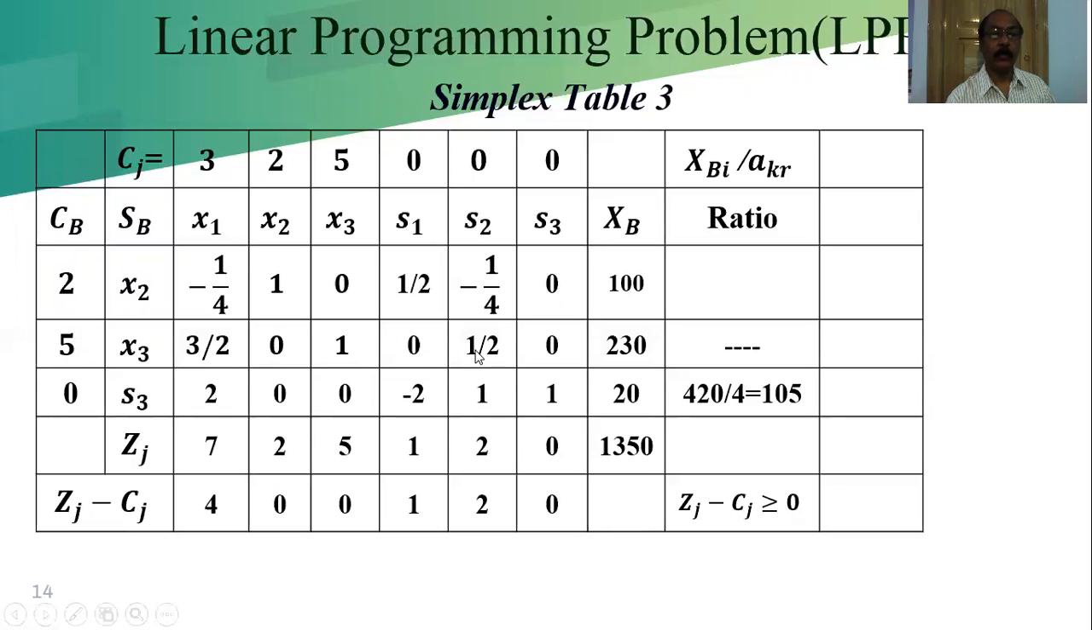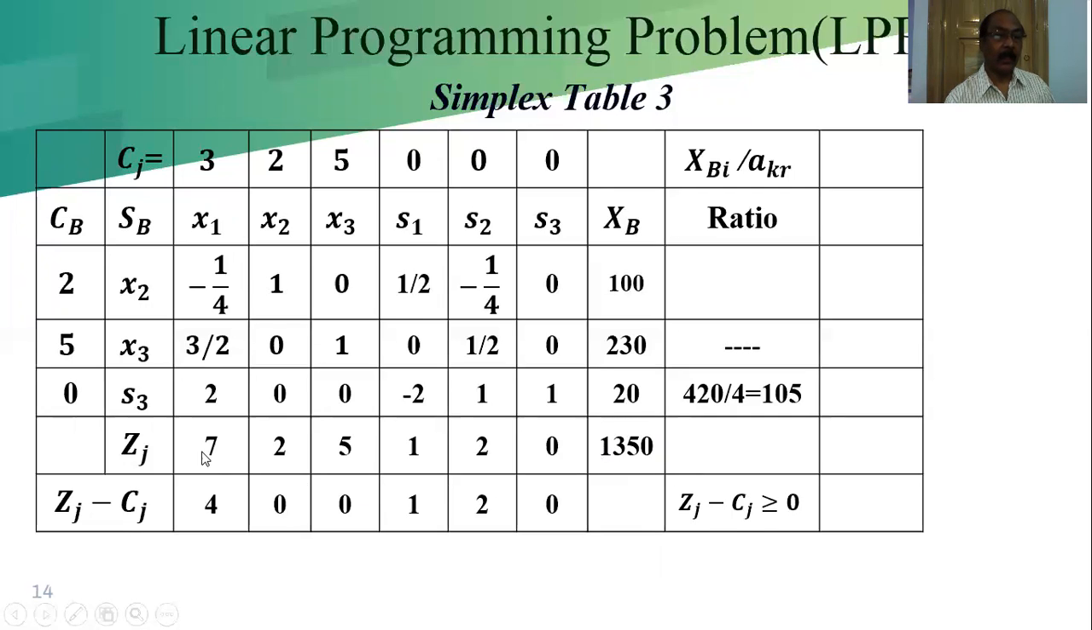5 into half, that means 5 by 2. And this is minus half. After that we will get this is 2. So 2 minus 0 is 2. In this case, all calculations are 0. 0 minus 0 is 0. Now here we are calculating 2 into 100 is 200. 5 into 230 is 1150 plus 200 is equal to 1350. So again the Z value is improved from 1150 to 1350.